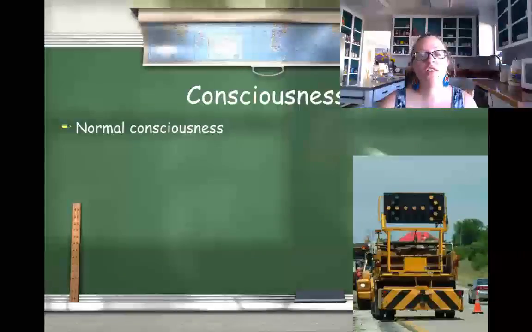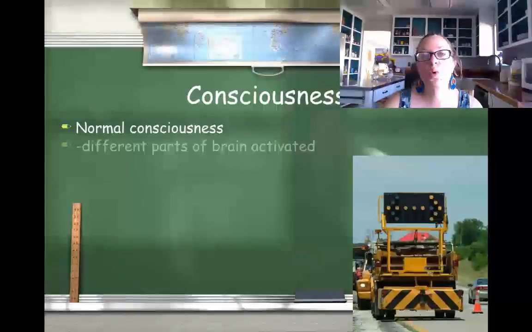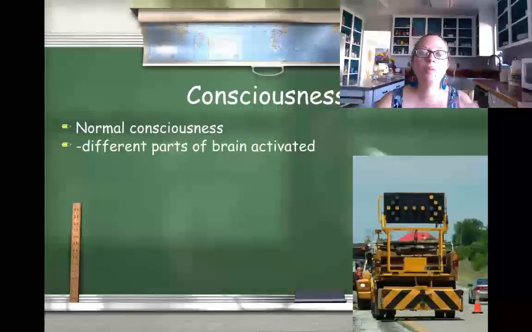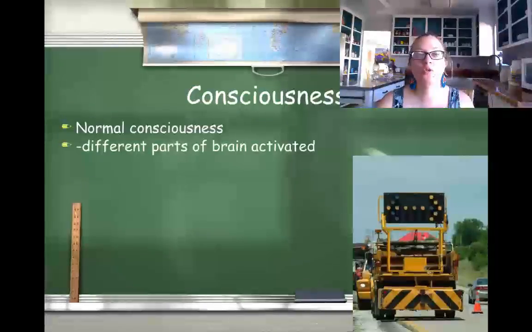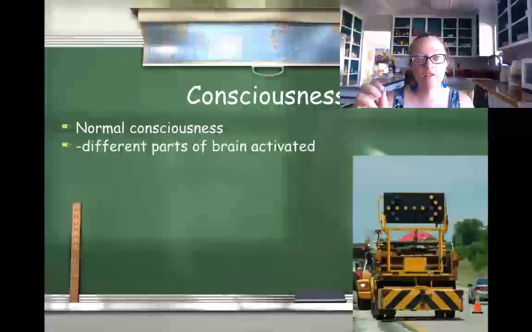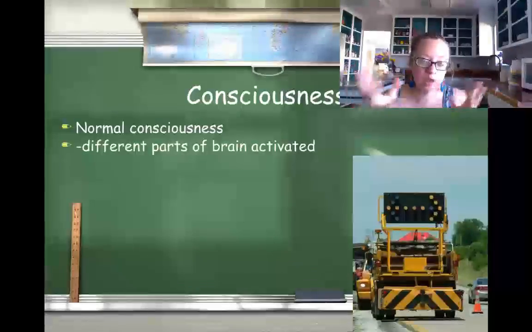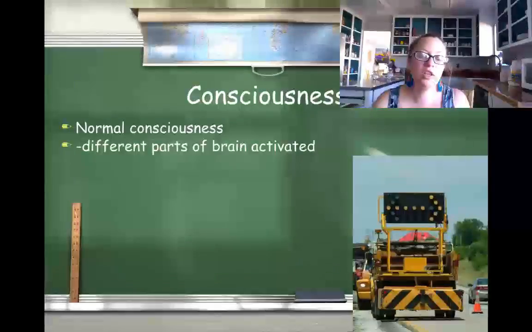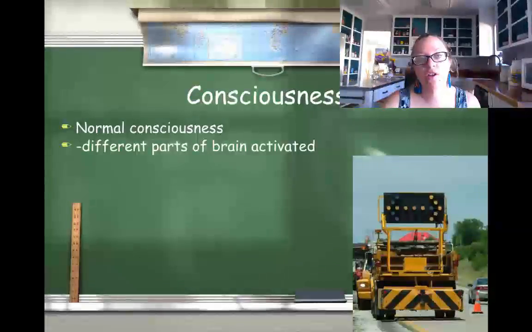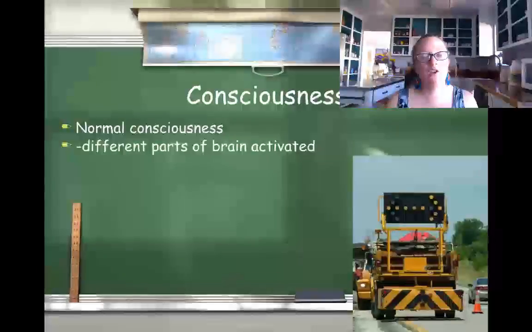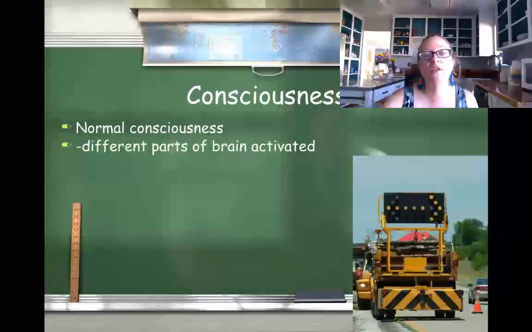Now, consciousness, normal consciousness, is not just one part of the brain. It's actually many different parts of the brain activated, but our brain likes that gestalt. It likes the whole. So it takes individual things, individual thoughts in our brains, individual activations, and combines them to form a sense of consciousness. Similar to the picture here of the lights, they're individual bulbs, but together it forms a pattern, and we see it as a whole arrow.